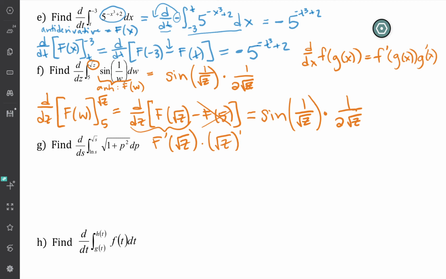So there can be chain rules tied into some of these, and this is really just getting you to pay extra attention and remember some chain rule stuff. Again, the point is that when you take the derivative of the antiderivative of sine of 1 over w, you get back to sine of 1 over w. Pay attention to variables, pay attention to composition.